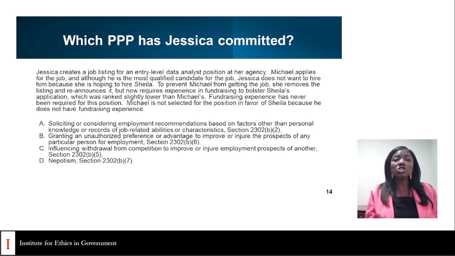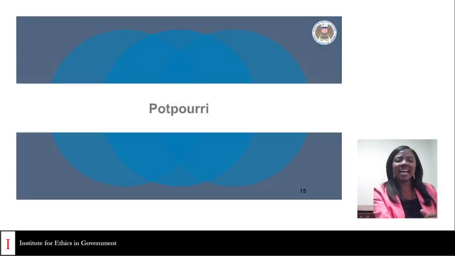And also there's an intentional manipulation of the hiring process, right? Canceling the vacancy announcement and now including this fundraising experience to target Sheila. So that's why it is a B6 violation. So let's go ahead and move to the next category.